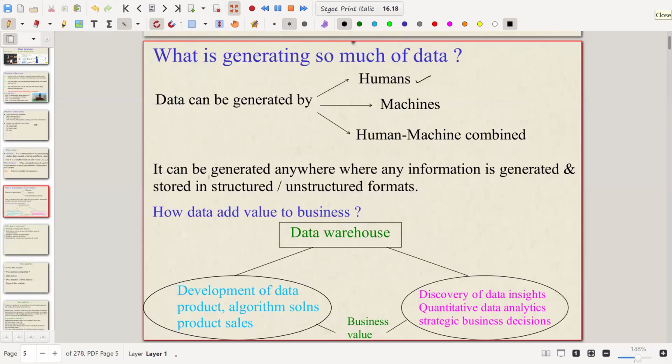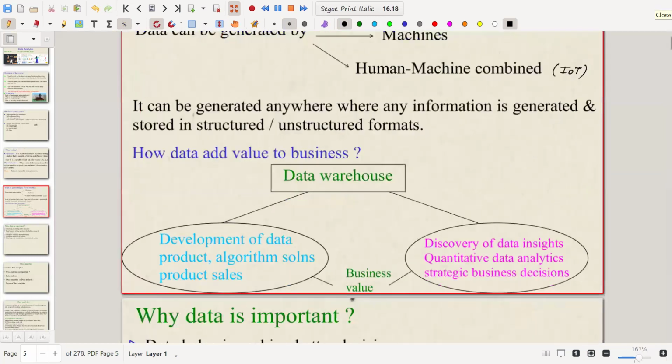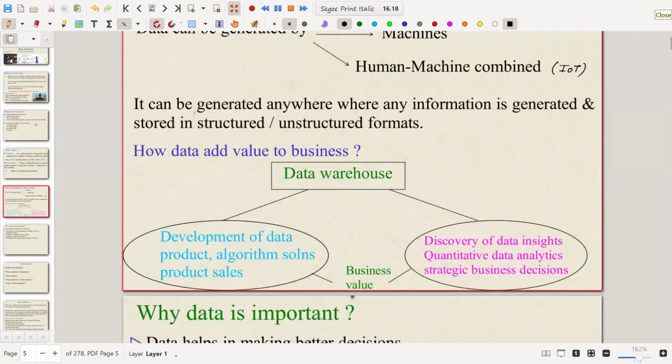So machines are also generating data. Anyway, human and machine combined, any example? I think IoT is a good example. So Internet of Things: how IoT devices can help you generate data. It is a collaboration between both human and machine. Data can be generated anywhere where any information is generated and stored, in structured or unstructured formats.